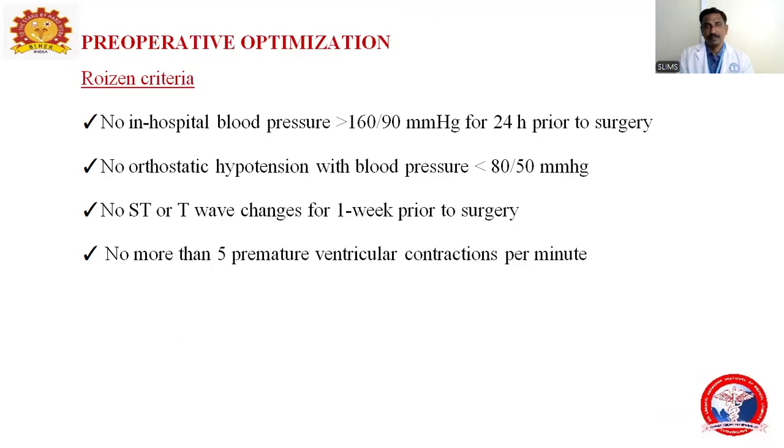Preoperative optimization. For preoperative optimization in a patient with pheochromocytoma, we usually follow Roizen's criteria, which include no in-hospital blood pressure greater than 160/90 millimeters of mercury for the 24-hour period before surgery. No orthostatic hypotension with a blood pressure less than 80/50 millimeters of mercury. No ST or T wave change for the past 1 week prior to surgery, and no more than five premature ventricular contractions per minute.